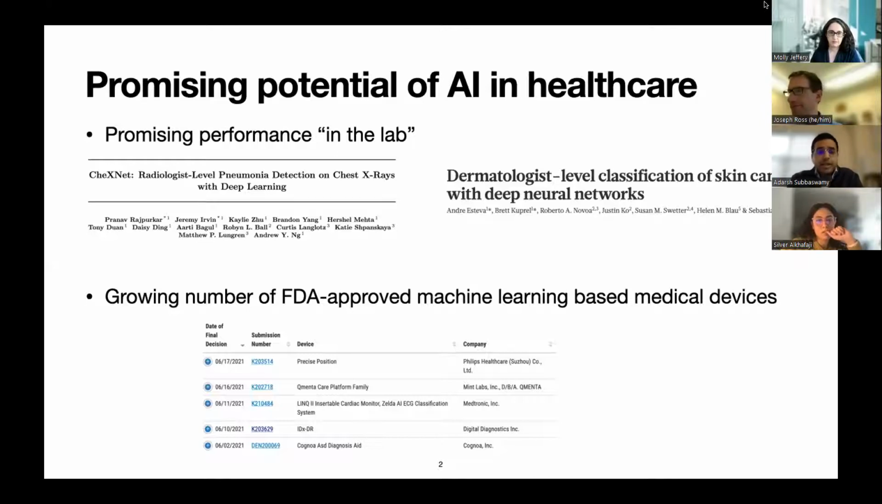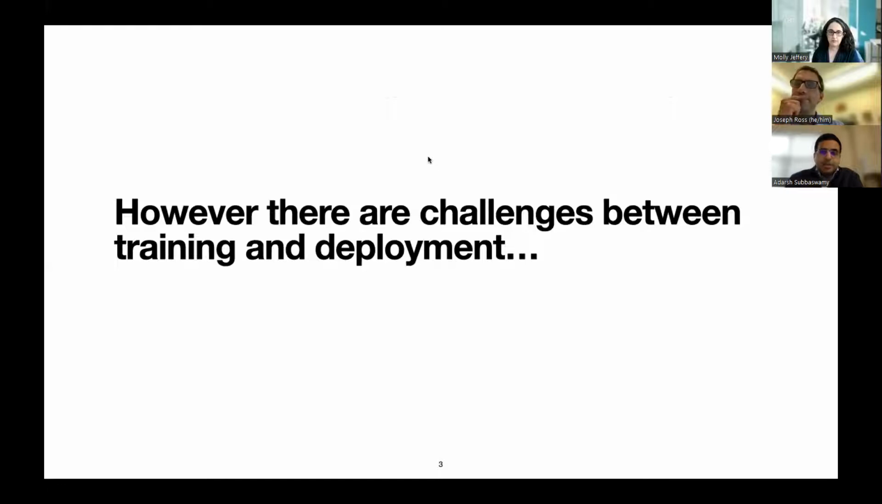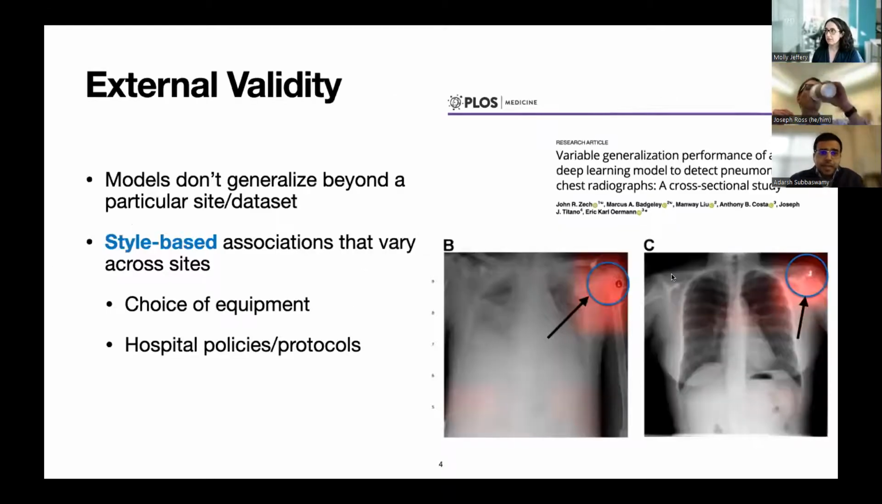In part based on these great results, there's been a growing number of commercial products developed using this kind of technology. There's a publicly listed database of FDA approved machine learning based medical devices, and there have been over 300 such approvals since 2016. That being said, there are a number of challenges between training and deployment, between developing these models in laboratory settings and their actual use in real clinical settings.